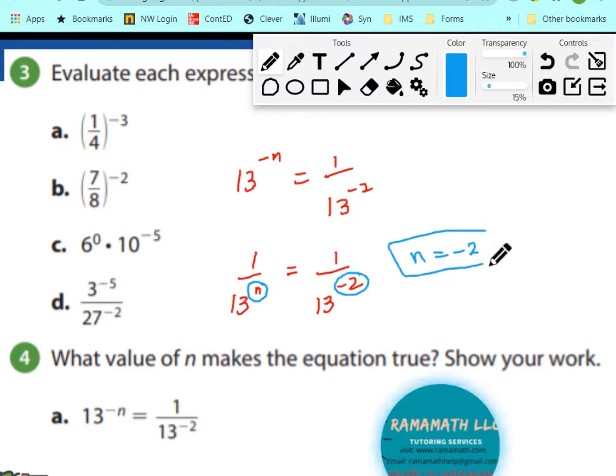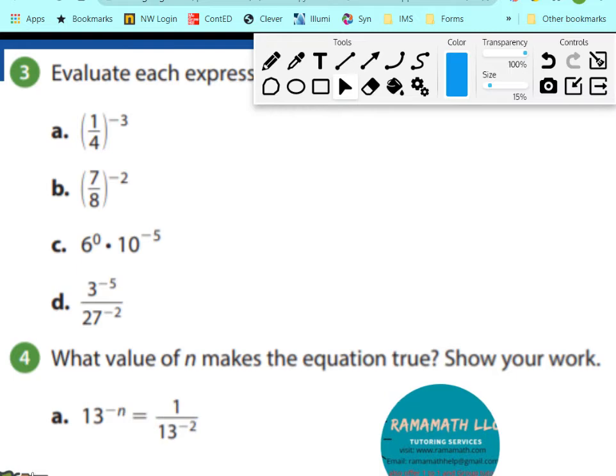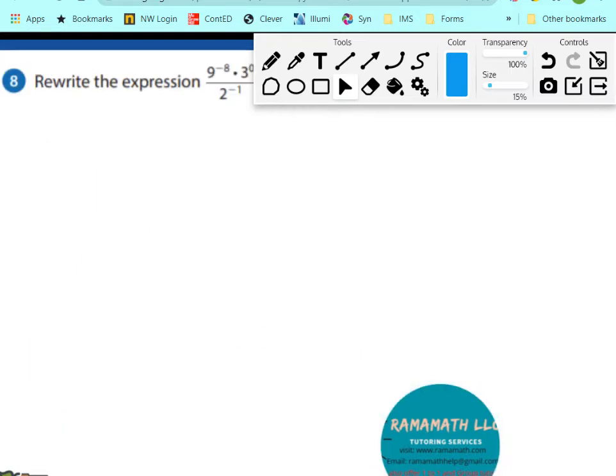Okay, and you will see these questions on the test too. So I want you guys to be really familiar with these types of questions. All right, next slide.